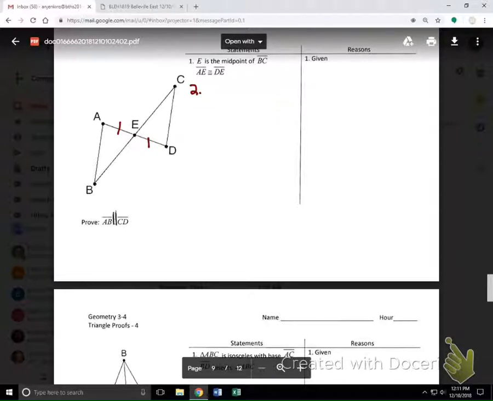So BE is congruent. Be careful. BE is congruent to EC. And how did we know that? It's the definition of a midpoint. Okay, we've seen this, right? How am I going to show that these triangles are congruent?